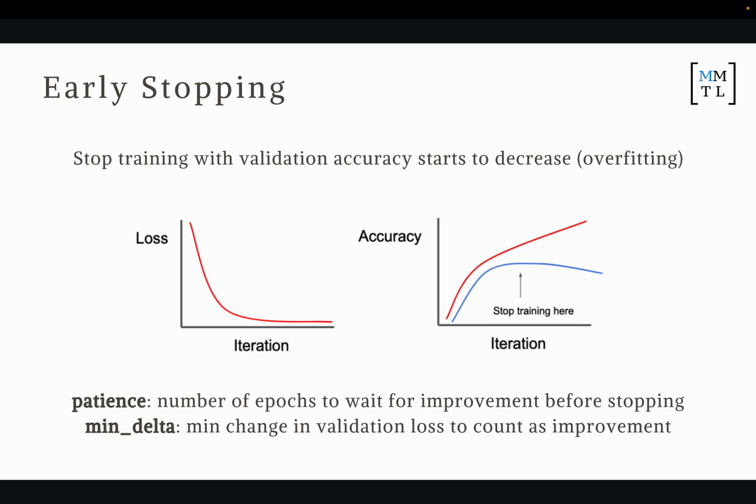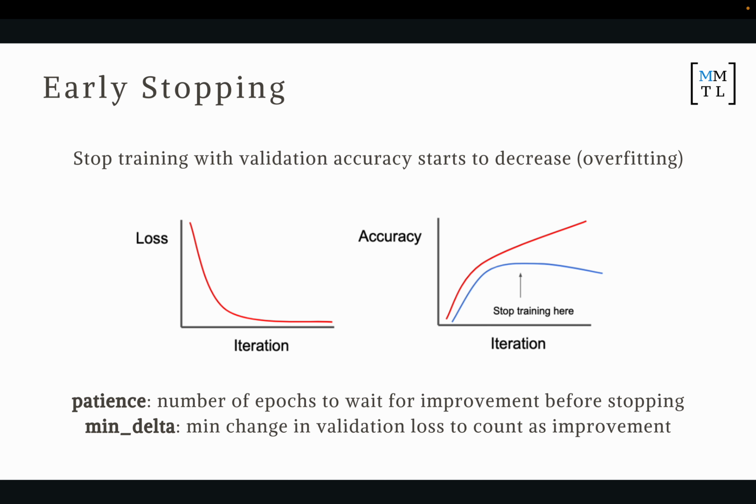And so the variables that you need to be aware of are patience and min delta, right? Patience is the number of epochs to wait for improvement before stopping, okay? Because remember, it's really noisy. So if you wait longer, then it could be diverging a lot more. And if you wait very short, then it could just be a small blip that's happening. So patience is how long you're waiting, hence the word patience.